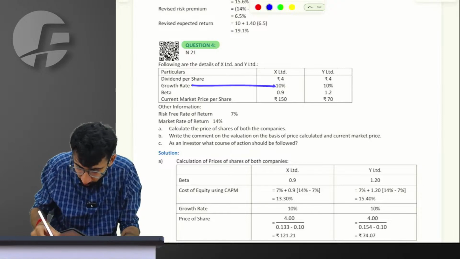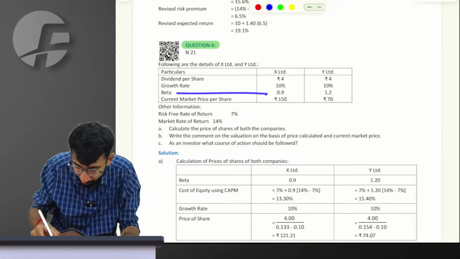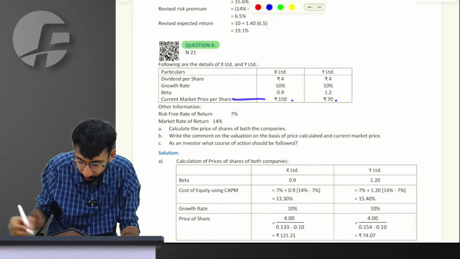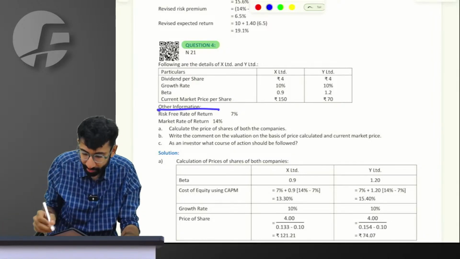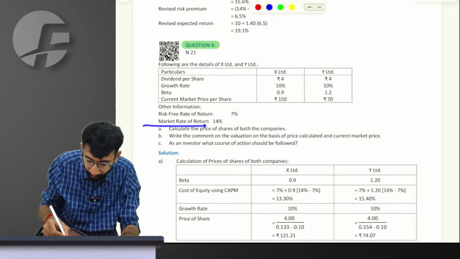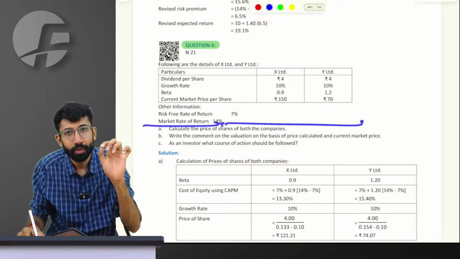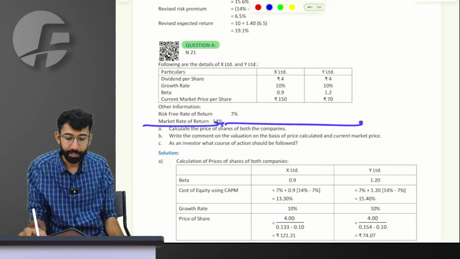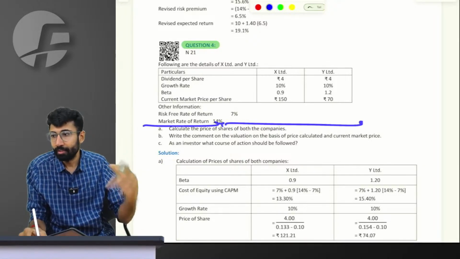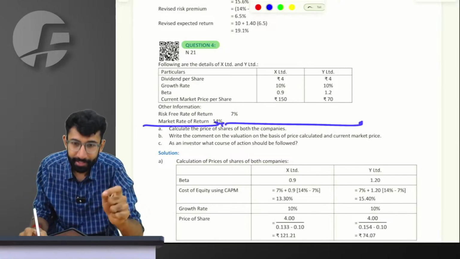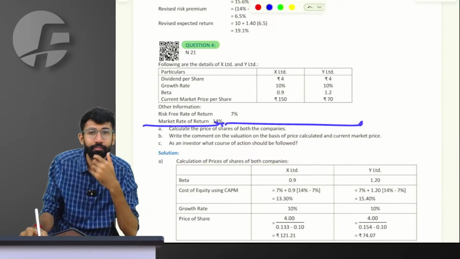Sir, what is the growth rate? 10% and 10%. What is the beta? 0.9 and 1.2. Current market price is 150.70. Other information: risk-free rate is 7, market return is 14. I want you to take 30 seconds to quickly reread what is there in this question and understand what all information is given.